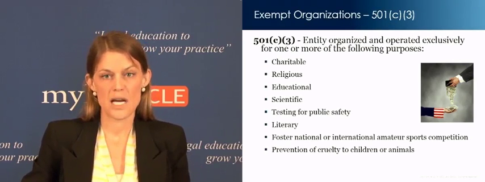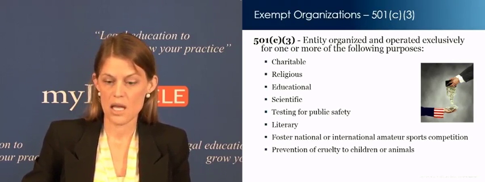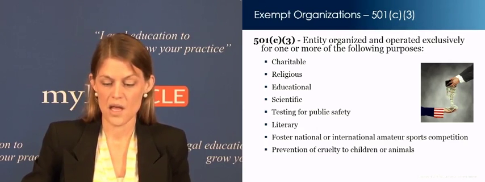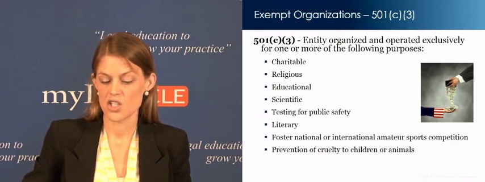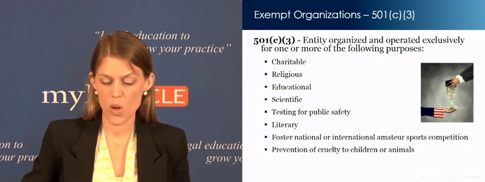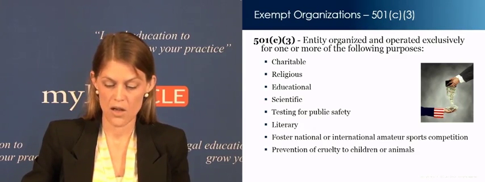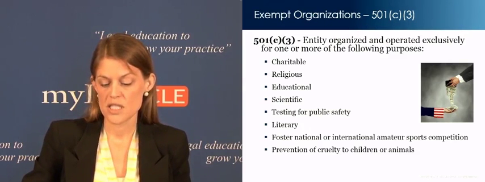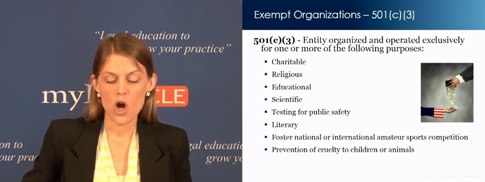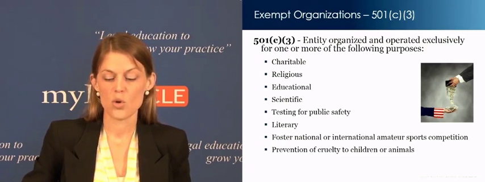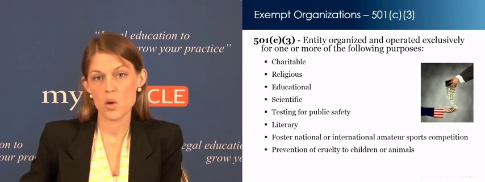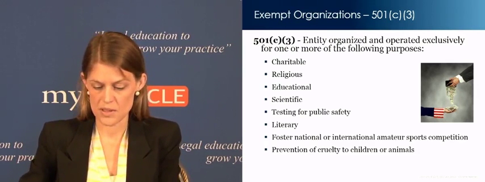In order to be eligible for tax exemption under Section 501(c)(3), an entity needs to be organized and operated exclusively for one or more of the purposes that are listed in Section 501(c)(3). Those include charitable, religious, educational, scientific, testing for public safety, literary, fostering national or international amateur sports competition, or prevention of cruelty to children or animals. And the most common of these categories that we see is definitely charitable, religious, and educational, the first three that are listed here. But 501(c)(3) organizations can be organized for these other purposes as well.